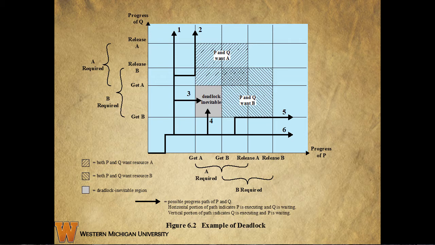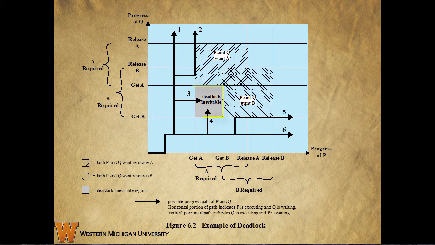In path 5, P acquires A and then B, Q executes and blocks on a request for B, P releases A and B, so when Q resumes execution, it'll be able to acquire both resources. Finally, in path 6, P acquires A and then releases A and B. When Q resumes execution, it'll be able to acquire both resources.